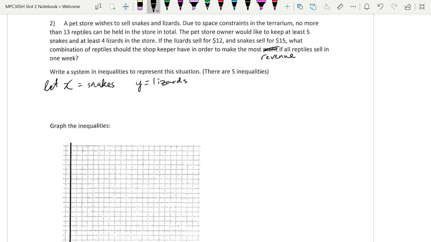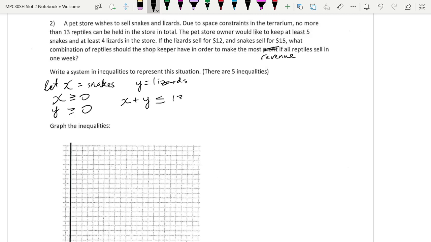And I'm going to say x is snakes and y is lizards. So obviously the obvious inequalities are you can't sell me negative snakes or negative lizards, so we are in the positives. And then no more than 15 reptiles can be held in total. So that's x plus y has to be less than or equal to 15.